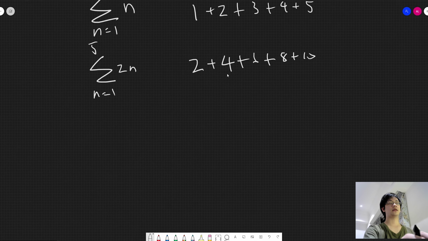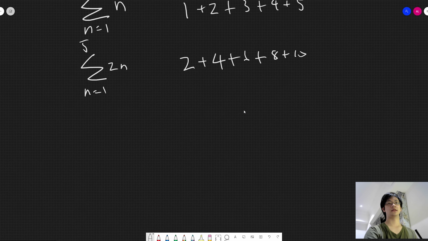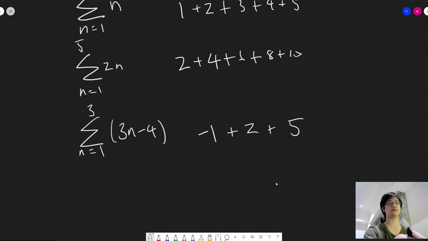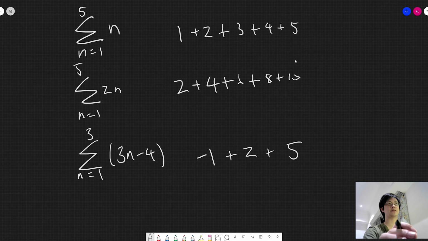So this can go a little bit more advanced too. Let's say I have n equals 1, and then it goes to 3. And my expression is 3n minus 4. So that means I have to do 3n minus 4 to everything. So if n equals 1, I have negative 1 because it's 3 minus 4. n equals 2, I get 6 minus 4, which is 2. And then n equals 3, I get what? 3 times 3 is 9, 9 minus 4 is 5. Okay, so this is the sum I get, negative 1 plus 2 plus 5. So far, everything we got is an arithmetic sequence, right? If you notice, they all have a common difference.